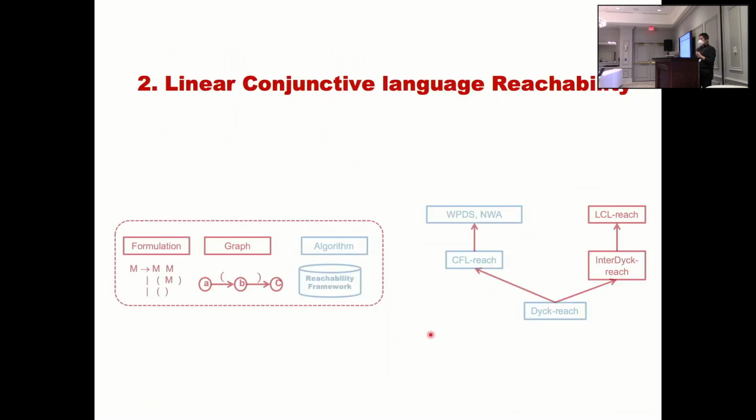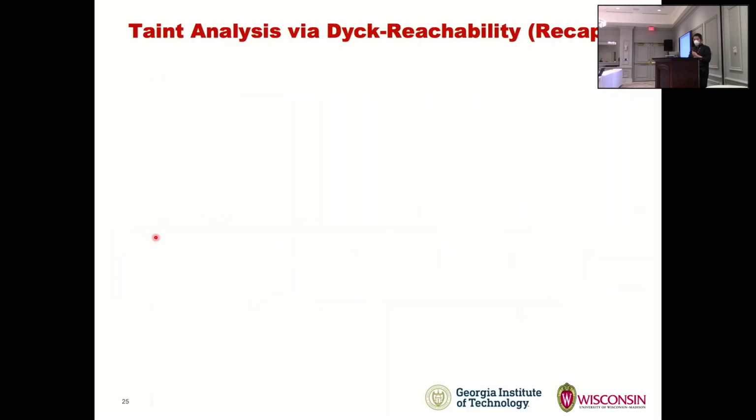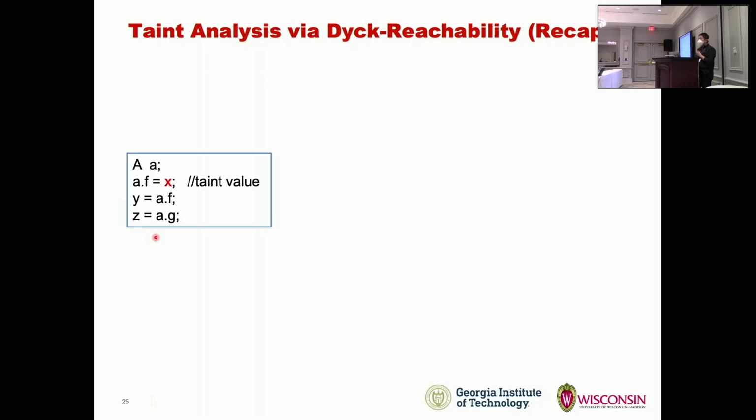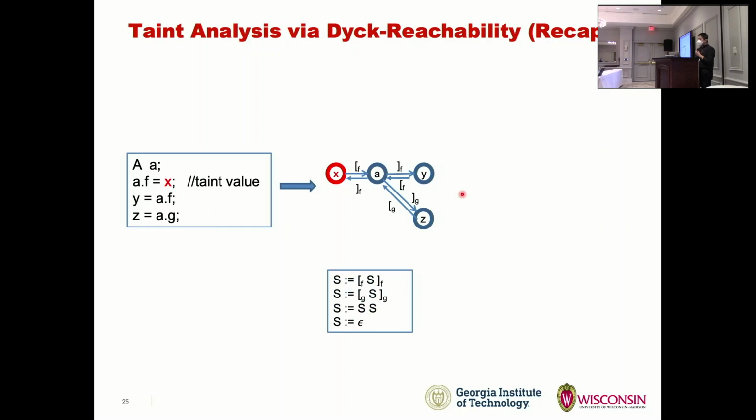In the first topic, we have talked about a faster way to perform Dyck-reachability computation. So let's move on to the second topic. In the second topic, we will be focusing on linear conjunctive language, in particular its formulation. To motivate linear conjunctive language reachability, let's review what has been covered so far. In the first topic, we talked about alias analysis via Dyck-reachability, where we use parentheses to match field read and field write. And we have the Dyck grammar.